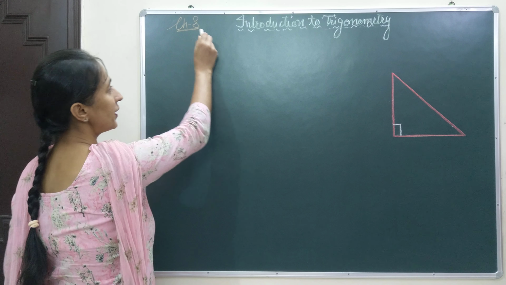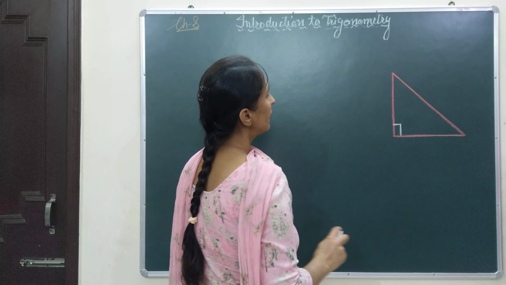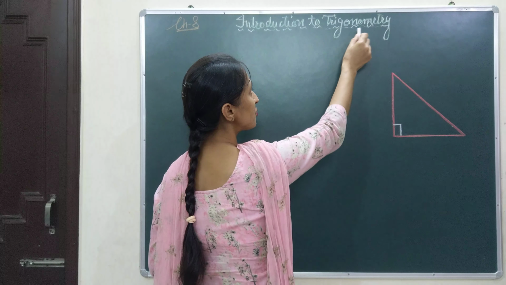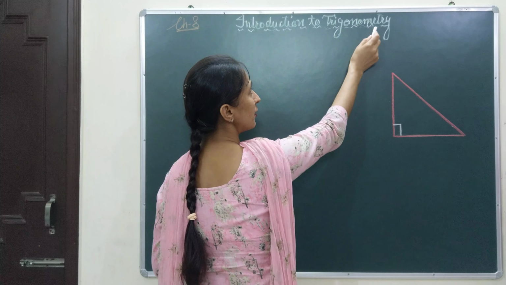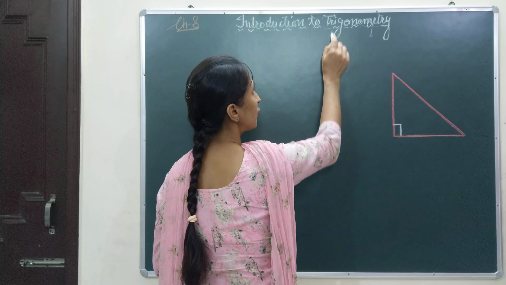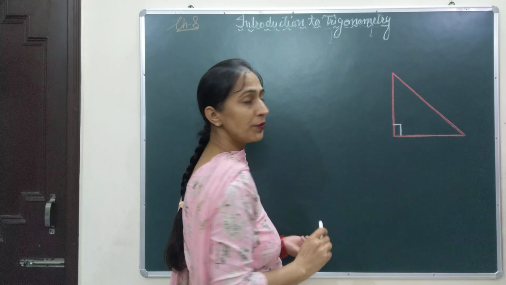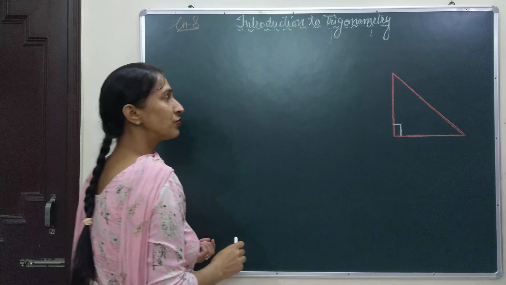Let us start chapter 8, Introduction to Trigonometry. Here I am going to introduce chapter 8. Now, first of all, you will understand the meaning of trigonometry. Metry means measurement and trigo means triangle. That means we are going to measure everything that is included in the triangle.